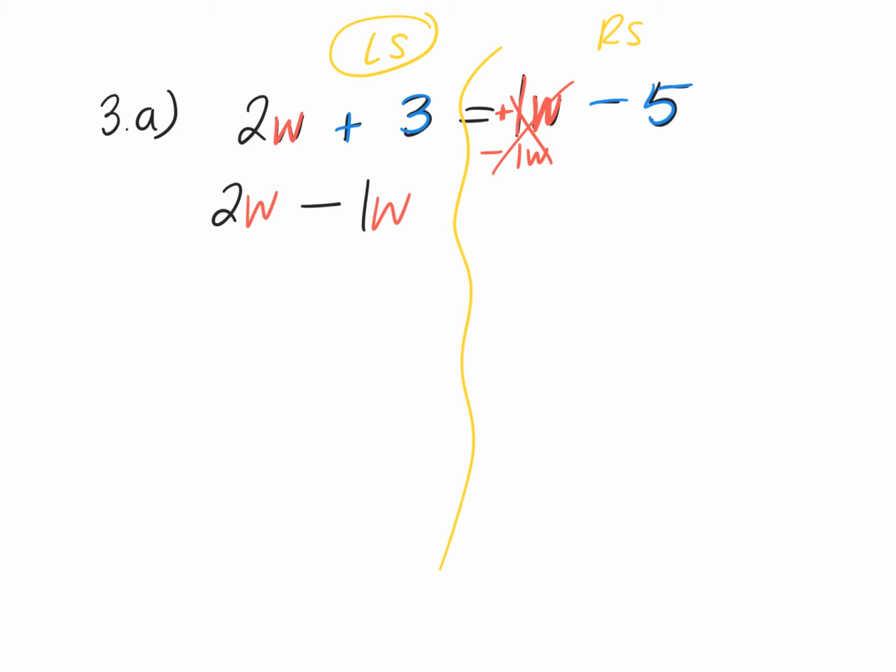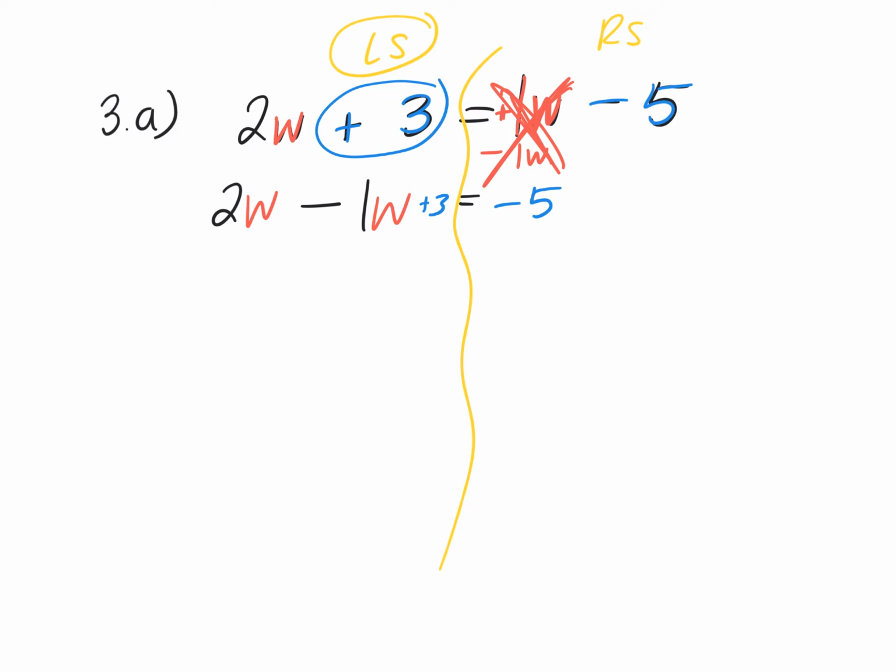So now, what's on the right side of my equation? I got rid of this. What's on the right side? I have a negative 5 here. I haven't done anything with that. But on the left side of the equation, I still have this plus 3. I didn't get rid of that yet. I don't want that near my variables. I have to get rid of it.